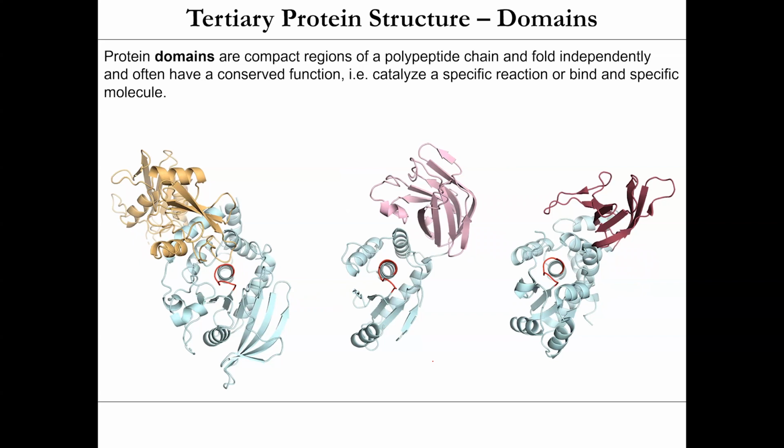I also have an example of how these protein domains influence the overall activity of a protein and are conserved among many different proteins. Here I have an example of three different phosphatases, and we'll discuss these later in the course. These are proteins that remove phosphate groups from molecules.